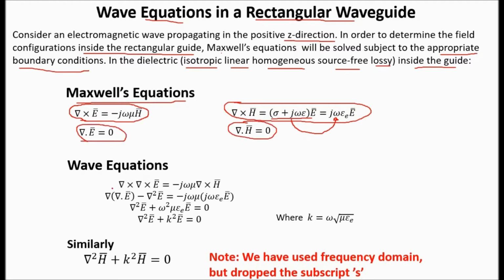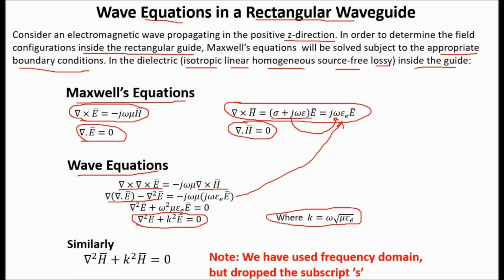Now to derive the wave equations, we can take curl on the first Maxwell's equation. That will give us curl of curl of E equal to negative j omega mu curl of H. Then we expand the left hand side and replace the right hand side with Maxwell's equation, and finally we will come up with a second order differential equation, that is del square E plus k square E equal to 0, where k is called the wave number and k is equal to omega times square root of mu epsilon_e.